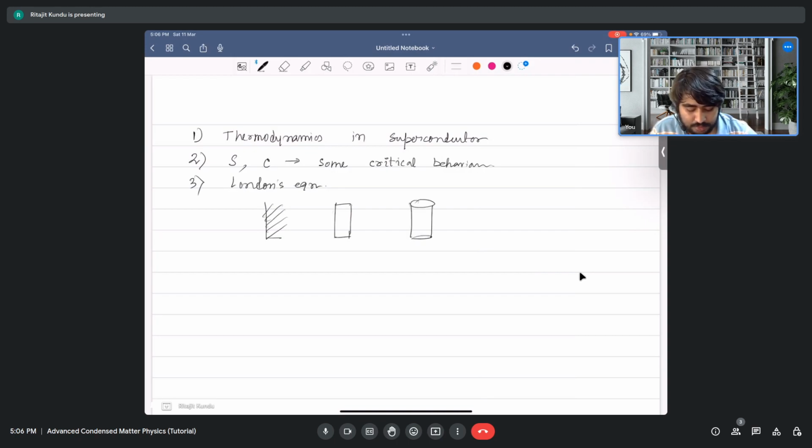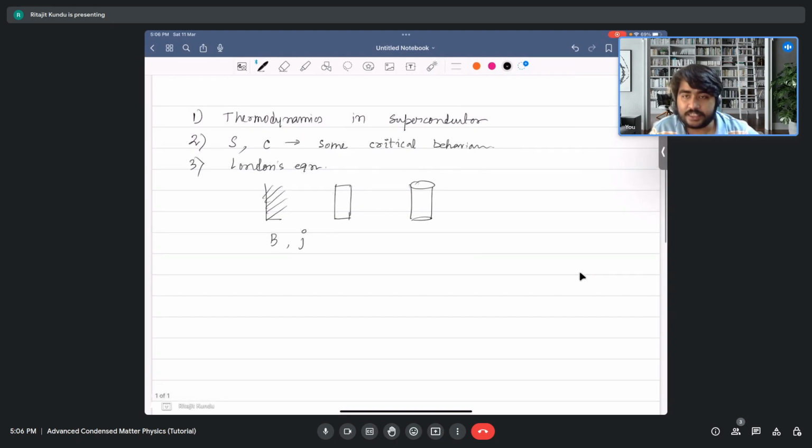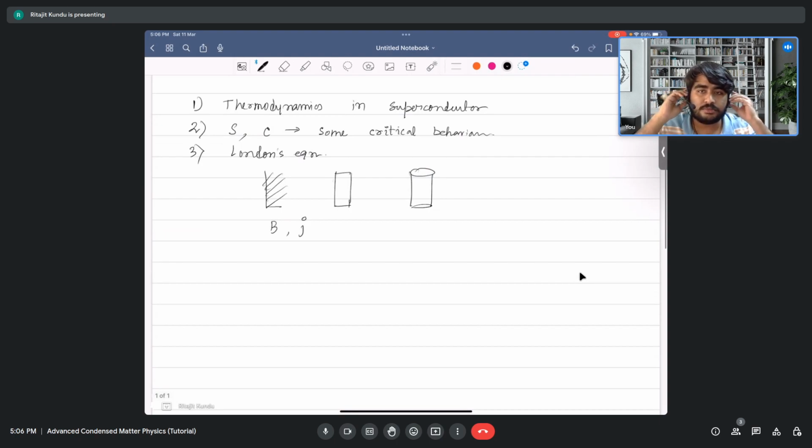So we'll see how the magnetic field is distributed inside the superconductor, and we'll also try to calculate how the current is distributed along the superconductor and what its direction is. Okay. So these are the main three things that I hope to cover today. At any point, if you have any question, please feel free to ask. Okay. All right.